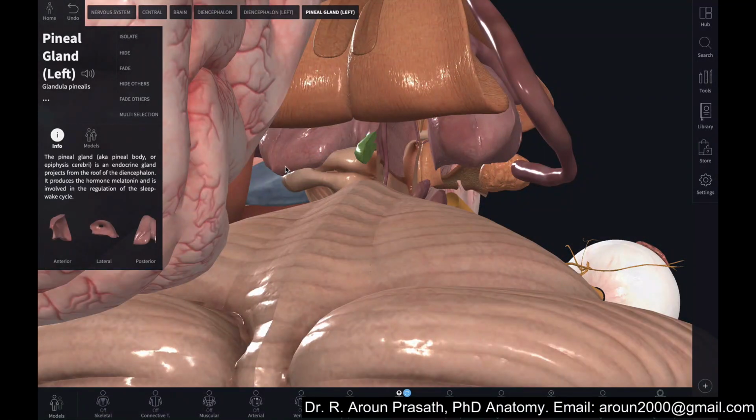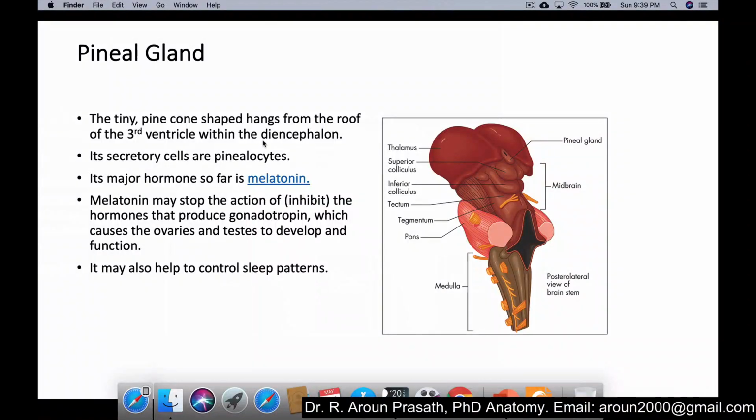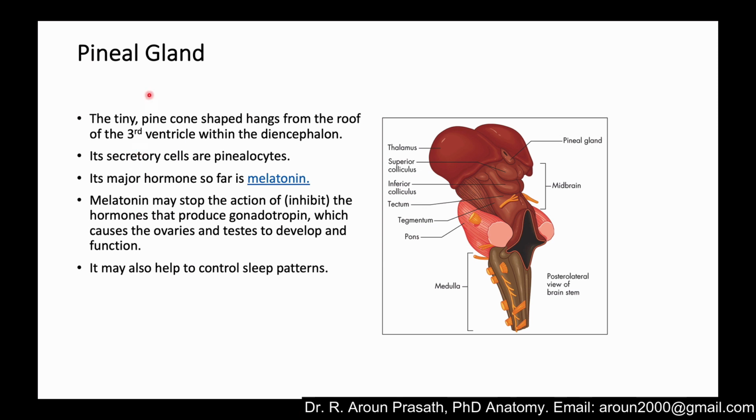So this pineal gland has cells called pinealocytes, which produce the hormone called melatonin. This melatonin is responsible for the sleep cycle. Once the melatonin is increased, the skeletal muscles relax and you go into deep sleep. People who don't have secretion of melatonin suffer from insomnia, that is, loss of sleep. Okay, so we will go to the next gland.